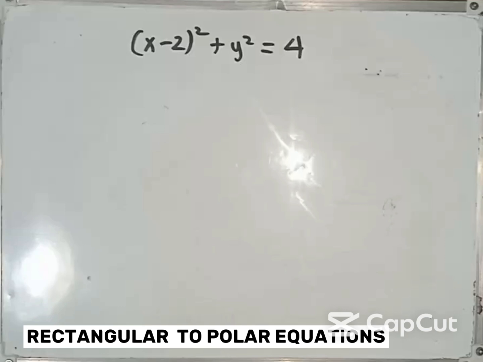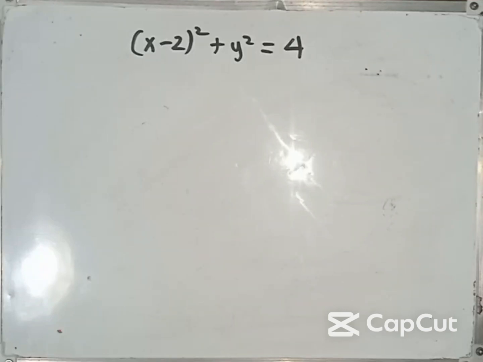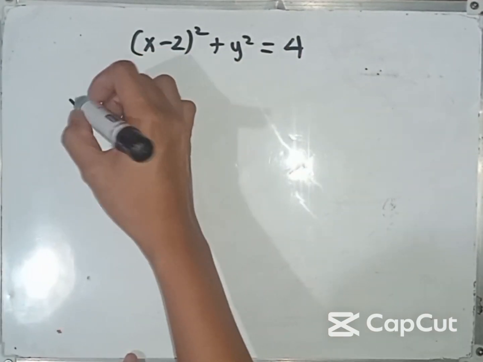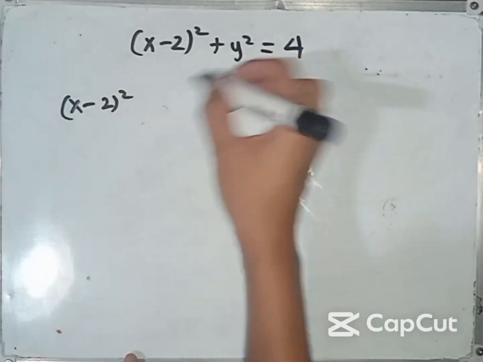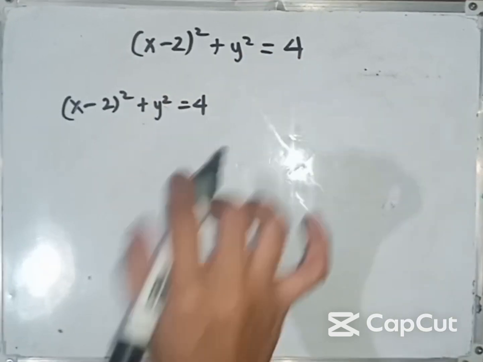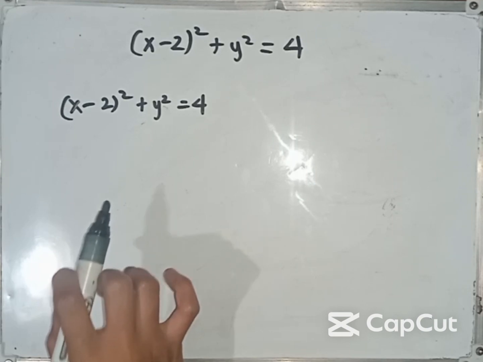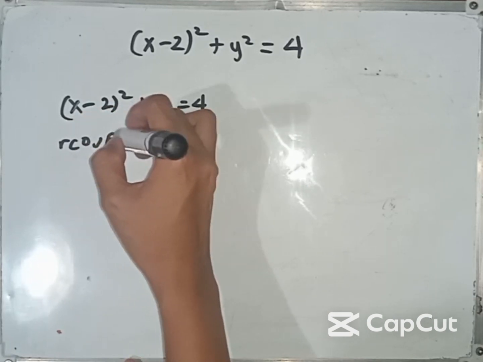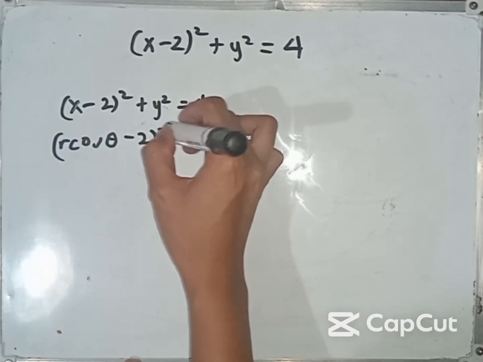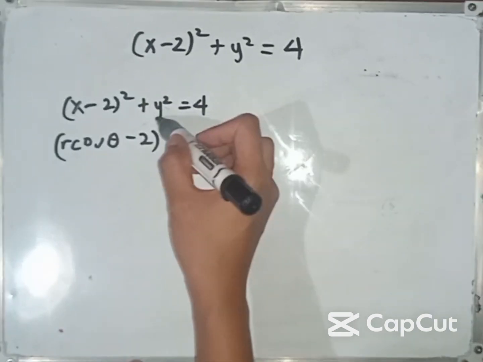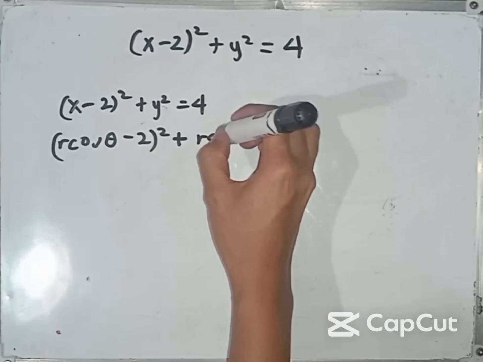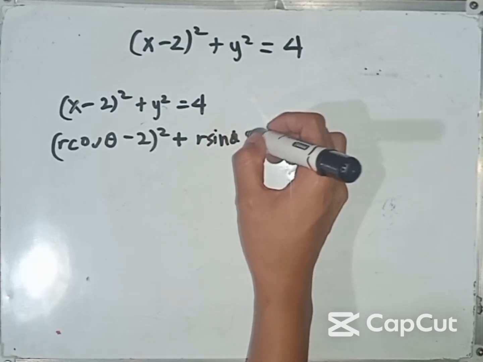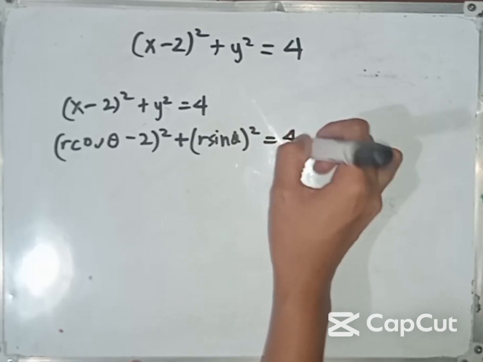Here is another example in converting rectangular to polar. So we have here (x minus 2) squared plus y squared is equal to 4, and let's convert this into polar form. So let's use the information that we have learned earlier. We all know from the fact that x is equal to r cosine theta. So let's substitute it in (x minus 2) squared. Let's just copy. y is equal to r sine theta. So let's replace y with r sine theta squared is equal to 4.